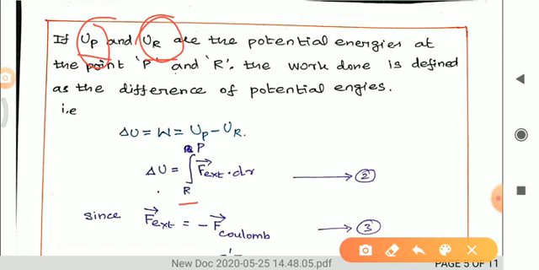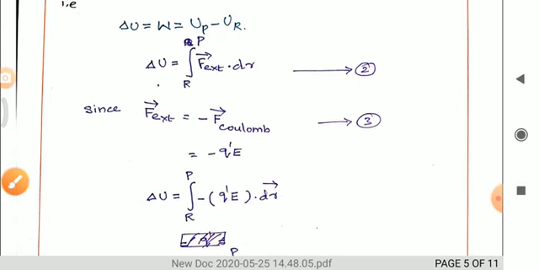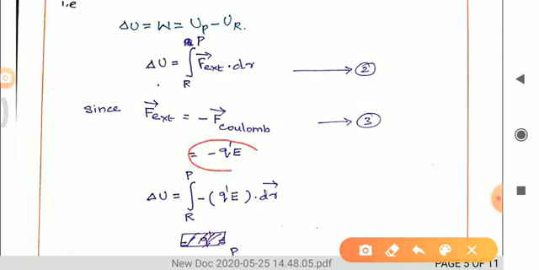Okay, F external into dr. Already we have discussed that the external force applied on the object should be equal and opposite. I told clearly it should be at least equal to or greater than. So the equal condition is taken here. External force is equal to minus F Coulomb. Okay, now we can substitute the values. What is F Coulomb? Coulomb force is nothing but minus Q into E.